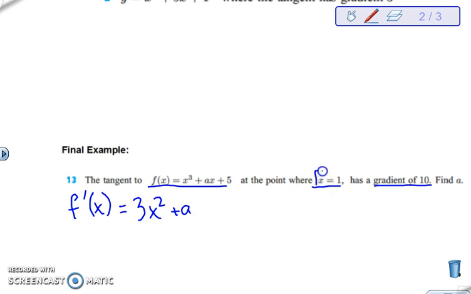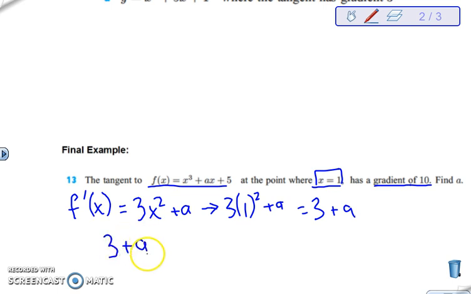We know that x equals 1, so we can plug it in. So 3 times 1 squared plus a is just 3 plus a. And I know that in order to find a, the gradient has to come out to 10. So 3 plus a equals 10, which tells us a equals 7.